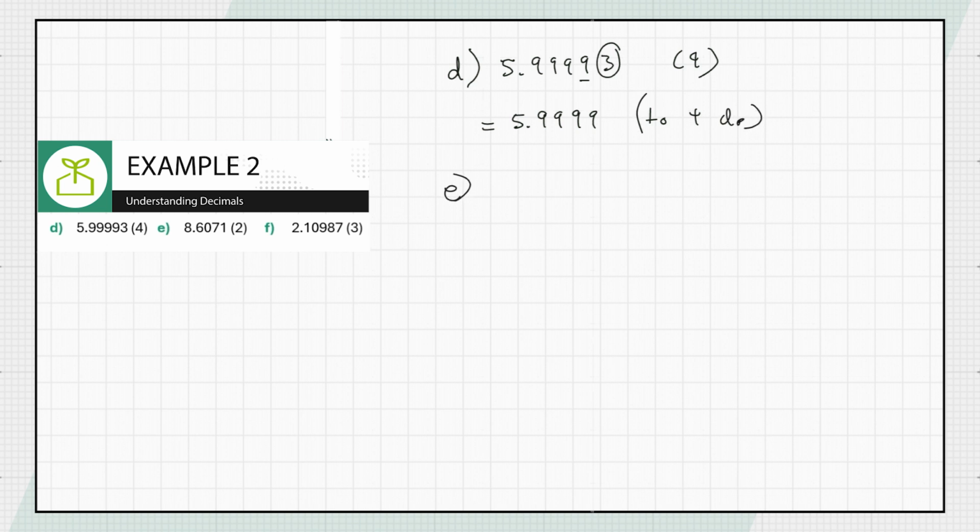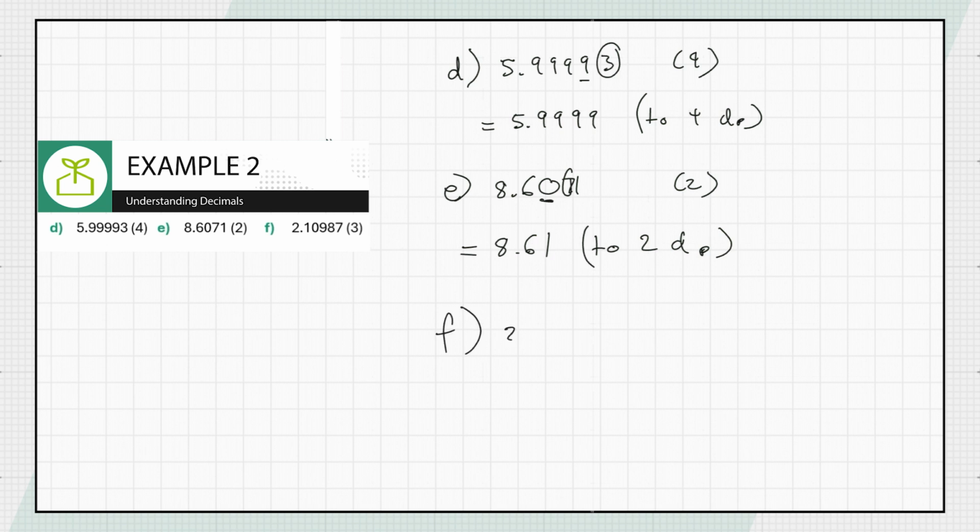Alright, for E, we've got 8.6071 and they want it to 2 decimal places. So our second decimal place is here. That means 7 is our critical digit. So because of that, we need to round up. 8.61 is going to be our answer to 2 decimal places.